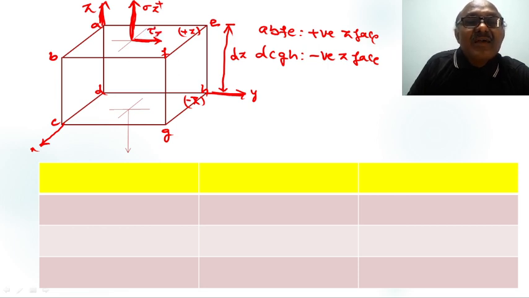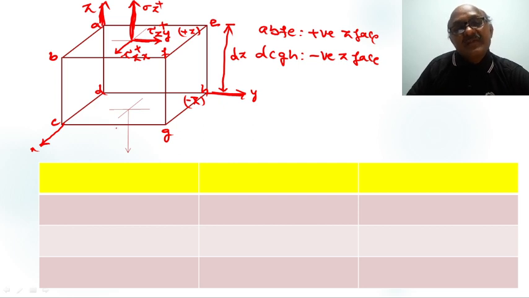But it is on the Z face, which direction? Y direction. But it is on the positive Z face, so it is positive. Now coming to this one, what is this? It is on the Z face, shear stress, because it is parallel to this face. Tau Z, which direction? X direction. But it is on the positive Z face, so that is tau Z plus.